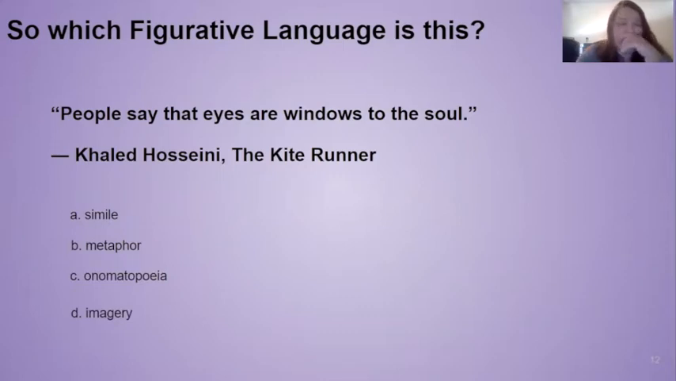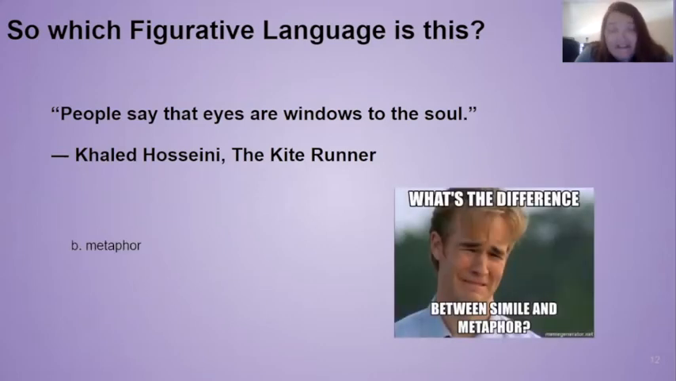All right, I'm going to look at this. So people say that eyes are windows to the soul. I don't see any words in here that make a boom or a pop, so I know it's not onomatopoeia. Let's get rid of that one right away. Eyes are windows to the soul. Well, eyes make me see, but it doesn't really evoke sight. It mentions eyes, but I don't think this would be imagery. And I'm right, it's not imagery. So let's see, it's definitely comparison. People say that eyes are windows to the soul. Well, there's no like or as. It can't be a simile, so it must be a metaphor. What's the difference between a simile and a metaphor? Dawson is asking right there. It's like or as. That's your difference.